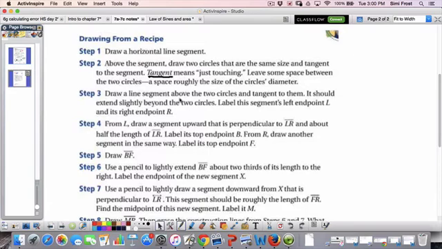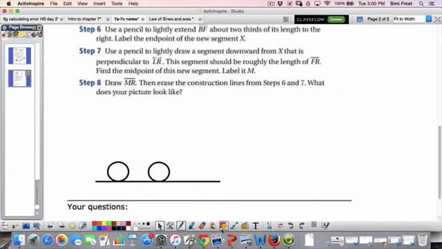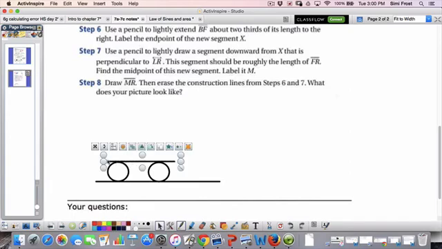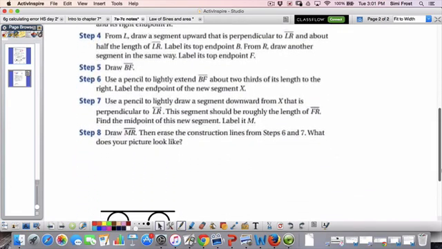All right, draw a line segment above the 2 circles and tangent to them. It should extend slightly beyond the 2 circles. Label this segment's left point L and its right point R. Okay, so coming back down here, just reread it if it doesn't make sense, but all we need to do here is draw a line segment that's just touching and going a little bit past the circle. So I'm going to make it a little bit bigger on the left-hand side there. And then I need to label it so the left endpoint is L and the right endpoint is R.